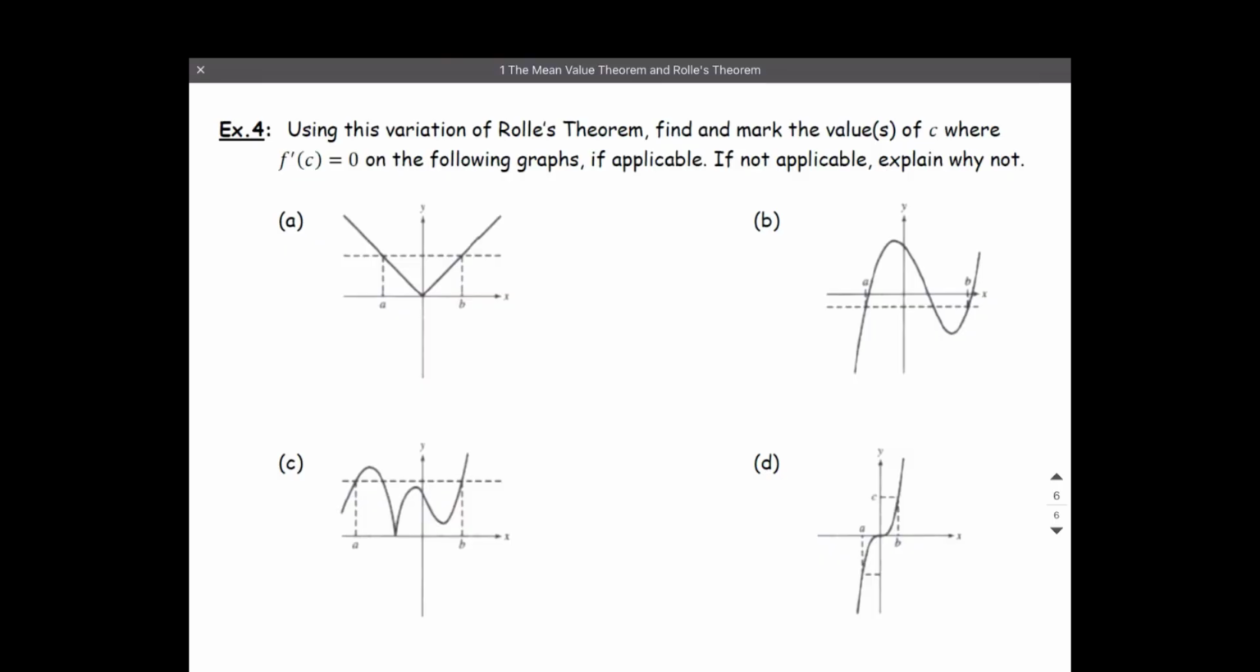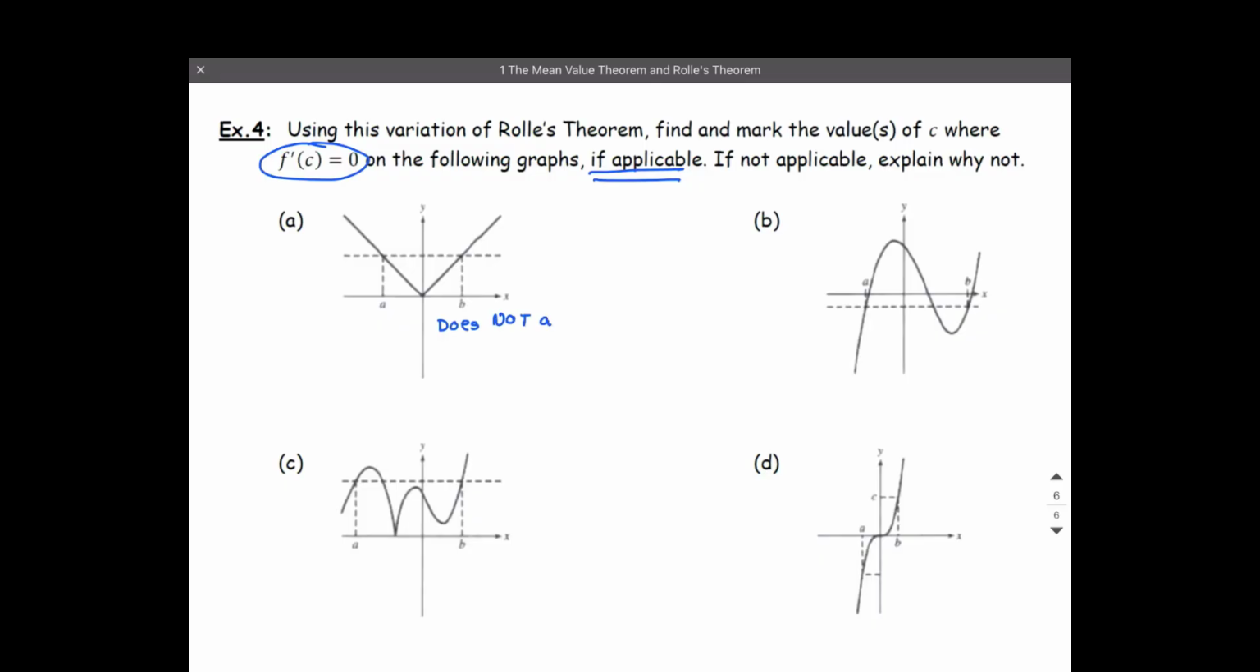Find and mark the values of c where the derivative equals 0 on the following graphs if applicable. If it's not applicable, explain why not. Now, here's my graph in A. Does Rolle's theorem apply? No, it does not.